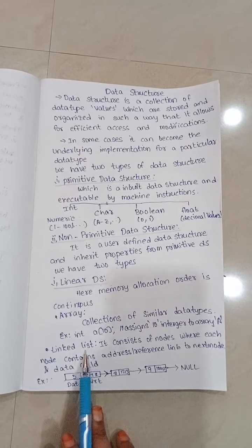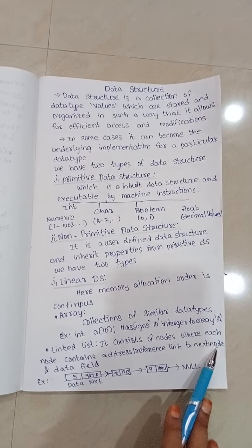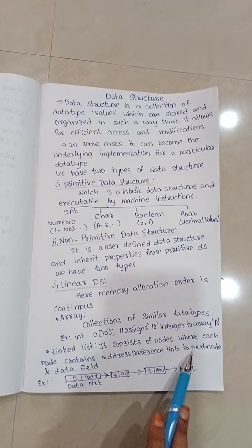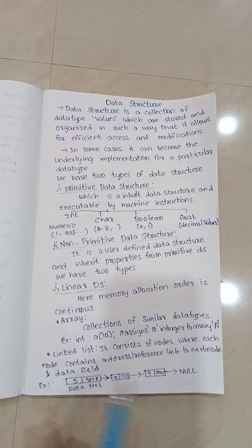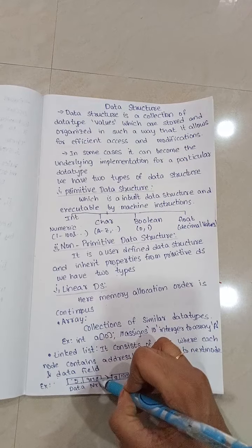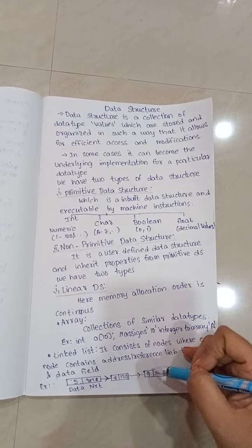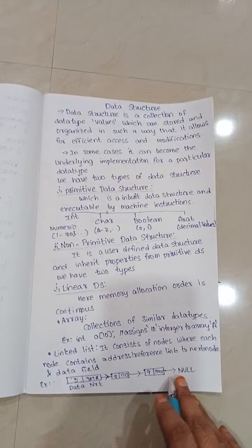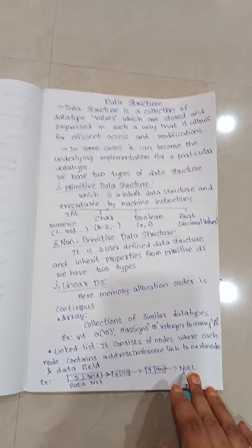Next one is linked list. It consists of nodes where each node consists of a data field and an address or reference link to the next node. First one is the data field and next one is the address of the next node. Here we are linking one node to another, and if we reach the end of the list, it is terminated by null.